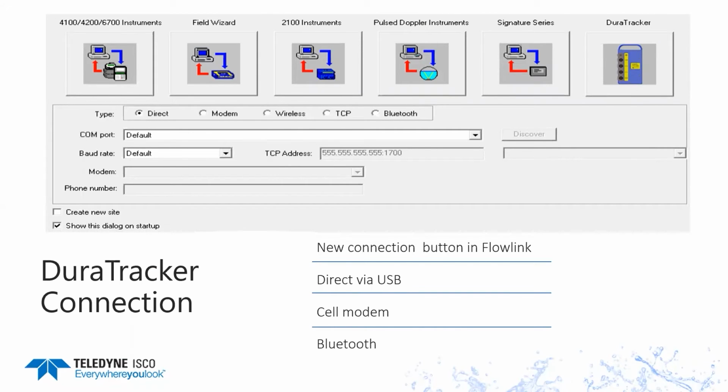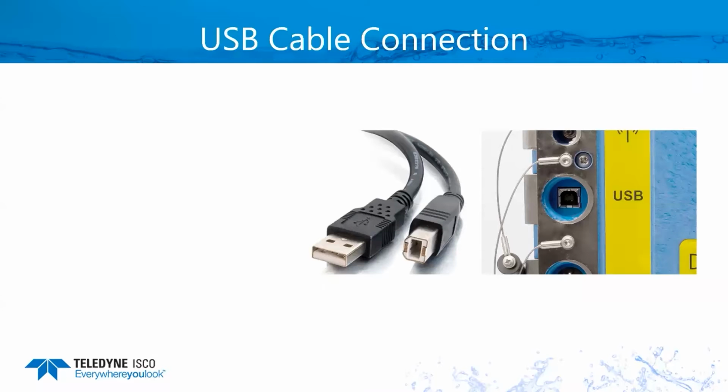Other improvements and additions that we made: we've added the new DuraTracker button. So when you get the new FlowLink software, which you'll be able to download from our website, you'll have the DuraTracker button, so you can then connect to it. Our communication options are, we can direct connect with the USB like we've always done before. We have the cell phone option to connect, and now the Bluetooth option. So if you want to go cordless, that's going to be a great option for you.